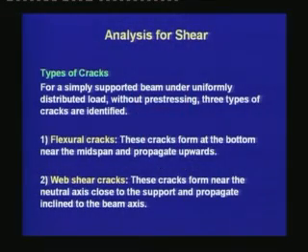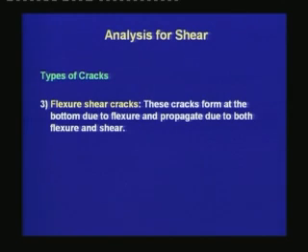For a simply supported beam under uniformly distributed load without prestressing, three types of cracks are identified. The flexural cracks: these cracks form at the bottom near the midspan and propagate upwards. Web shear cracks: these cracks form near the neutral axis close to the support and propagate inclined to the beam axis. Flexure shear cracks: these cracks form at the bottom due to flexure and propagate due to both flexure and shear.